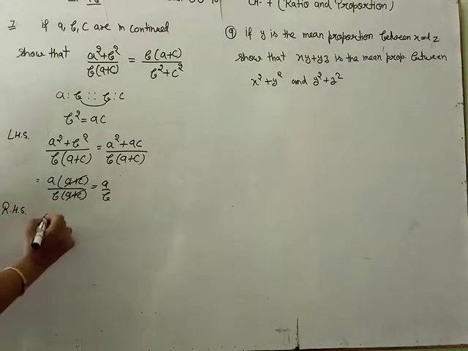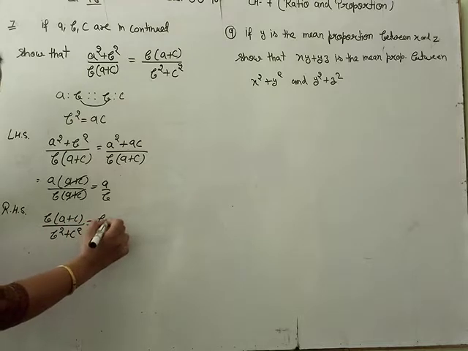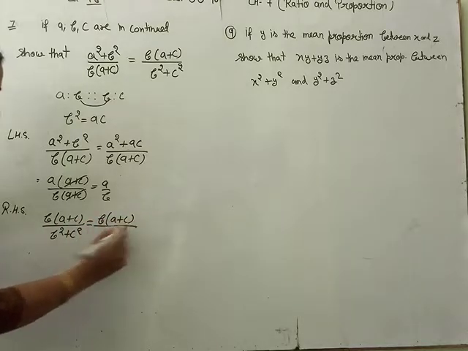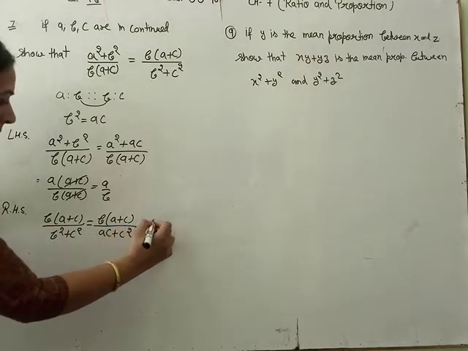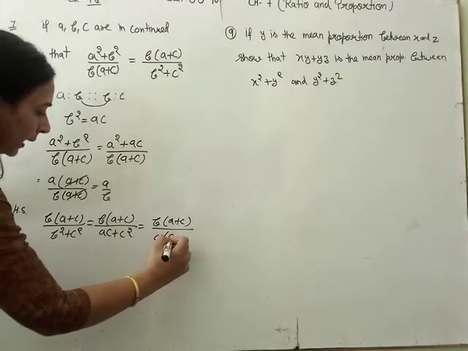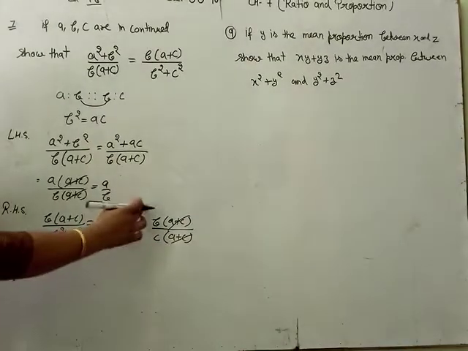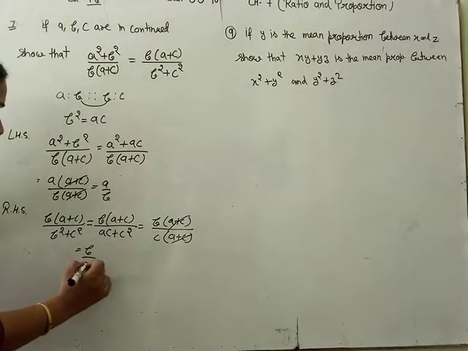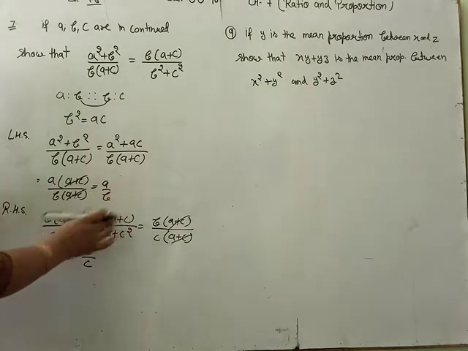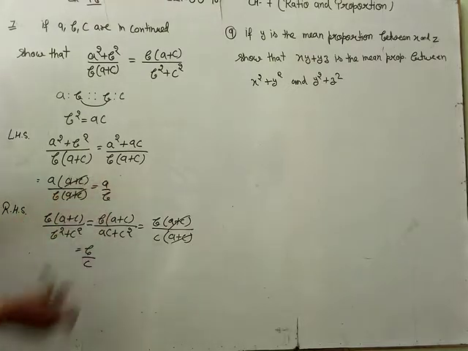Right hand side. This equals b(a plus c) divided by (b square plus c square). Student, this equals b as it is, (a plus c) as it is. We put in place of b square, ac, then plus c square, and we take c common in the denominator. Denominator c is common, then (a plus c). This cancels out, then b by c. This equals b by c. But left hand side equals a by b and right hand side equals b by c. We also have to show that this equals a by b.